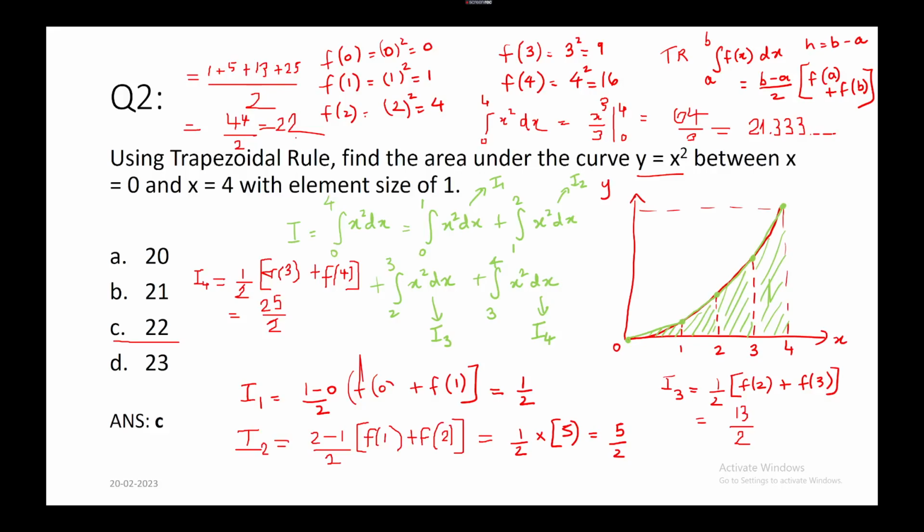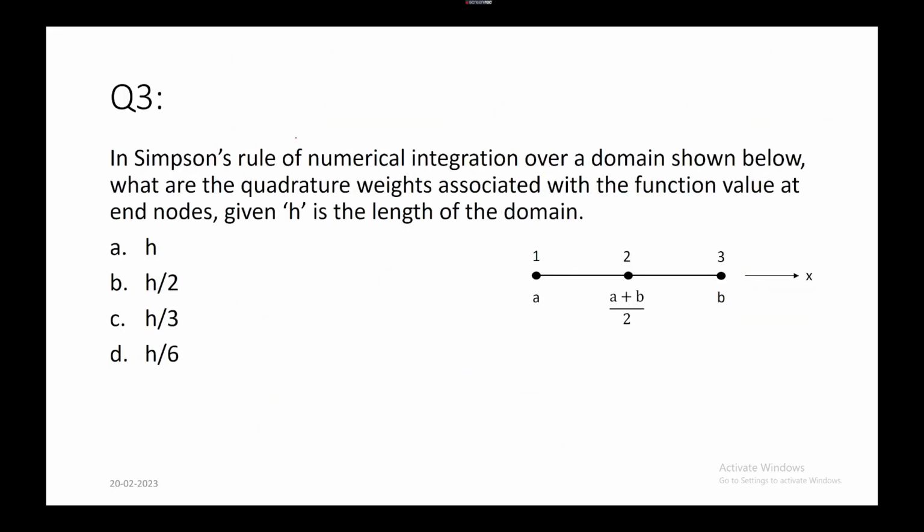Alright then. So we'll go to the next question. Okay. So the question is, in Simpson's rule of numerical integration over a domain shown below, what are the quadrature weights associated with the function value at the end nodes, given h is the length of the domain? So what are the quadrature weights? H is the length of the domain, which means this value is h. So can anybody answer? Options are A h, B is h by 2, C h by 3 and D is h by 6.